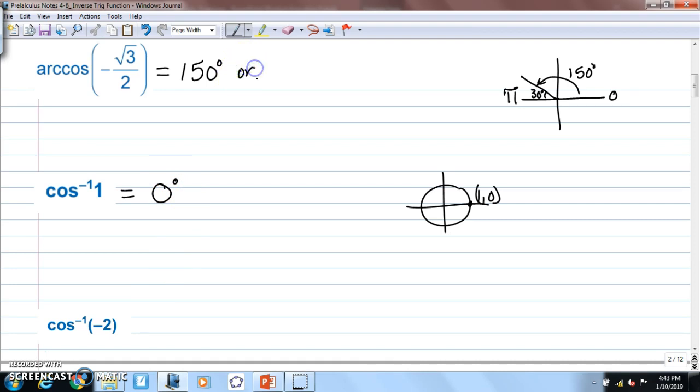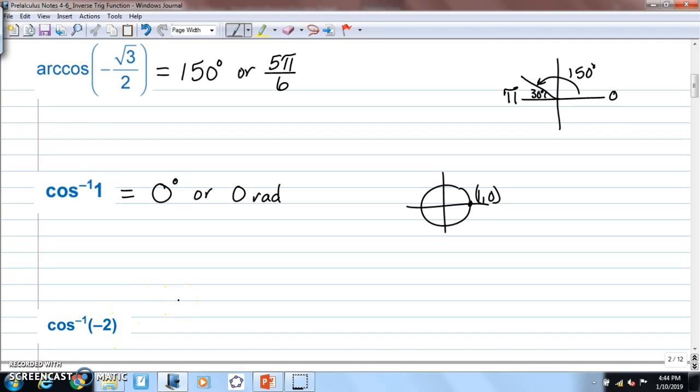And I didn't write this one in radians. So this would be, and remember 30 degrees is pi over 6, right? And you'd have to have 5 of those, so it's 5 pi over 6, because 5 times 30 is 150, okay, or 0 radians. Okay, what about this?